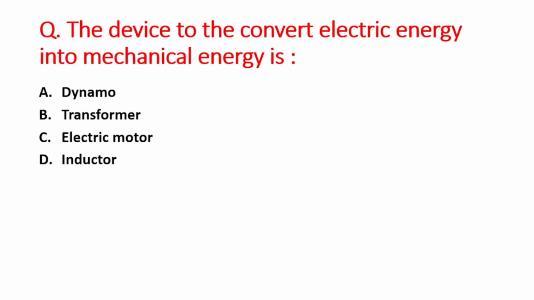Next question: the device to convert electrical energy into mechanical energy is. In the previous question we saw that the device used to convert mechanical energy into electrical energy is called a dynamo. Now you have to tell which is used to convert electric energy into mechanical energy. So your first option is dynamo, B option is transformer, C option is electric motor, and the D option is inductor. So the right answer is option C, that is, electric motor.